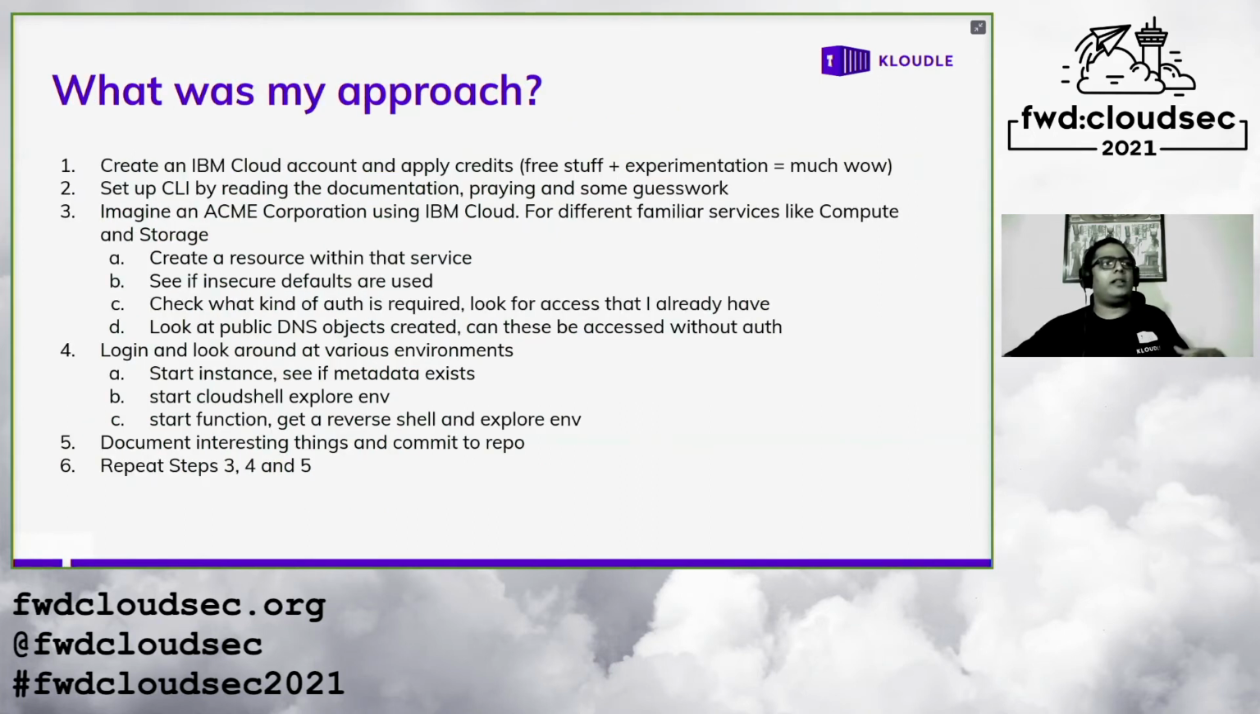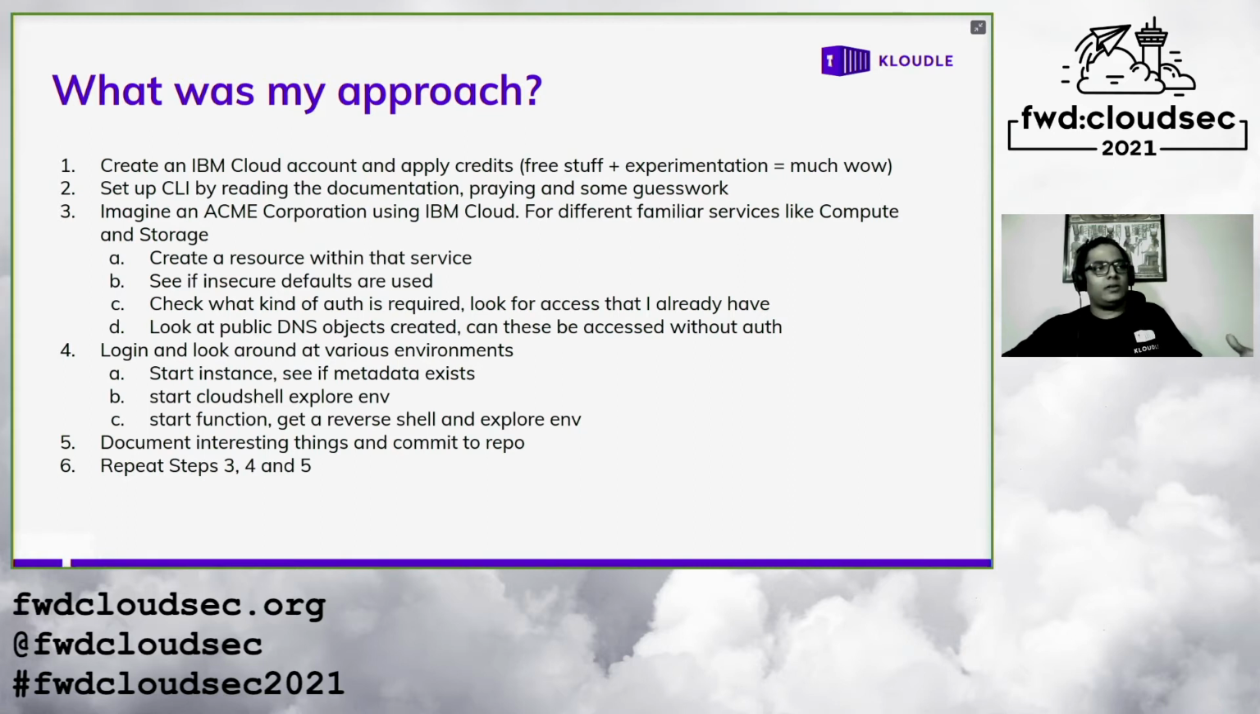So the approach primarily that I had was I set up an IBM Cloud account. I applied free credits that I had, and they give you a bunch of credits to work with the IBM Cloud for a month or so. Set up the CLI by reading the documentation and some guesswork, and envisioned Acme Corporation using IBM Cloud. And then I started interacting with different services like your compute and storage, things that I was familiar with because I work with AWS on a daily basis.